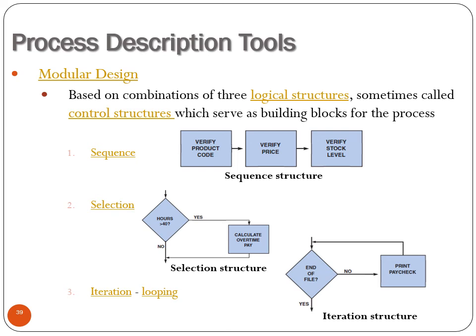Modular design is based on a combination of three logical structures, sometimes called control structures, which serve as building blocks for the process. I'm sure all of you are familiar with modular design, which you have learned in part 1, so I don't intend to explain further. Basically, modular design consists of three structures: sequence, selection, and iteration or looping.